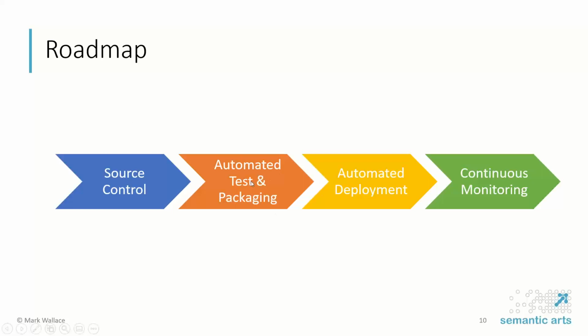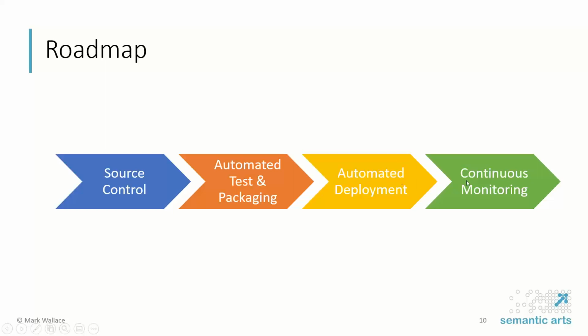Then I think you move to automated test and packaging. This is something we've seen at Semantic Arts as well. So yeah, I can control it, at least know what the version is, but maybe I have to do a lot of handwork to get it ready to share with people. Or I don't have any sort of testing to make sure I didn't break anything. I think that comes next.